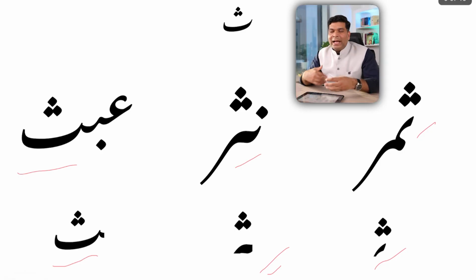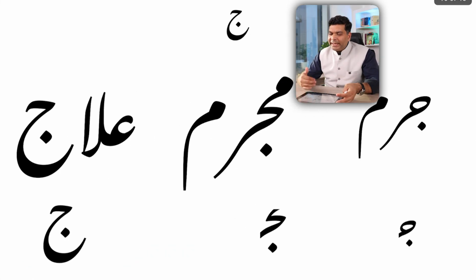And this is how the Be group behaves. Truncates in the beginning, truncates in the middle, and retains the shape in the end. Now if we go to the second group, which is the Jim group, it also follows a very similar method as the Be group. So if you see here, we have three words here with Jim.